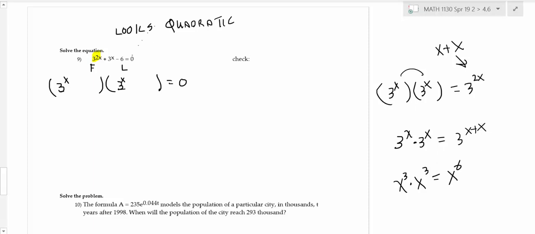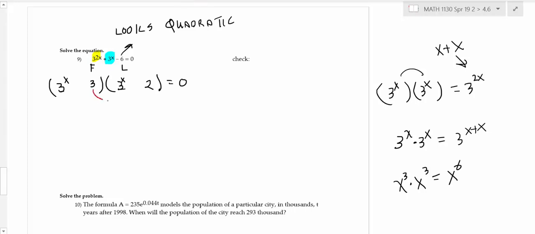Okay. All right, now we're going to try to do something with this 6. Now we could either do 6 and 1 or we could do 3 and 2. And this is where it gets maybe a little bit weird. So we're just going to try 3 and 2 and see what happens. Now the key thing is when we do the inner and outer from FOIL, we got to get 3 to the x. So see if this makes sense to you.